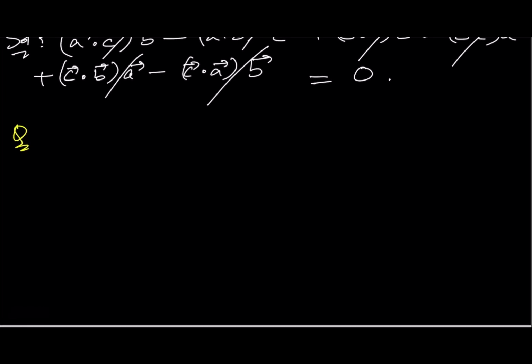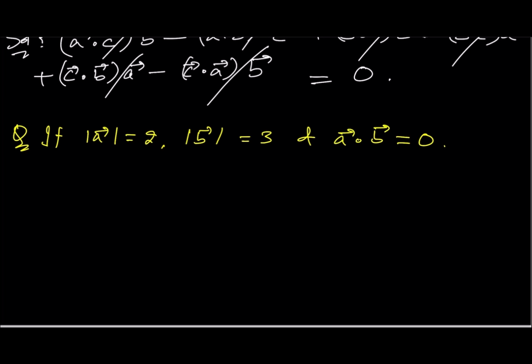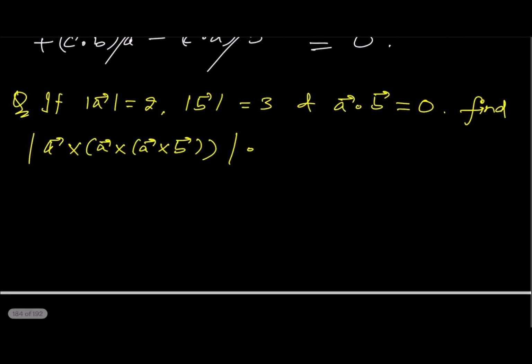Next question. Question is if mod of A vector is equal to 2, mod of B vector is equal to 3, and A vector dot B vector is equal to 0, find mod of A cross (A cross (A cross B)). Please see carefully. In this, I'm going to find the vector product of 4 vectors, right? So we will see how we can find vector product of 4 vectors as well.